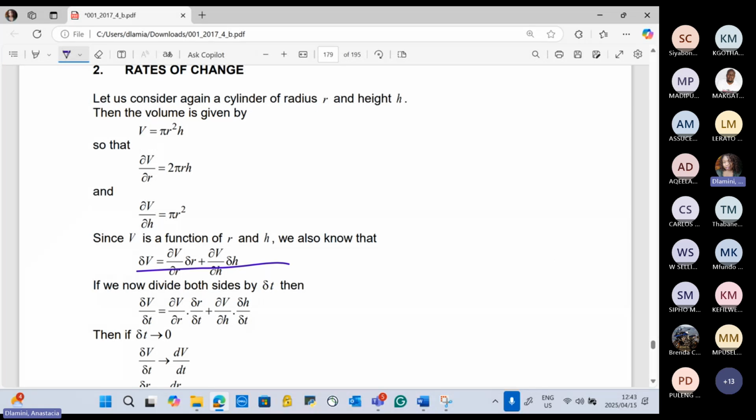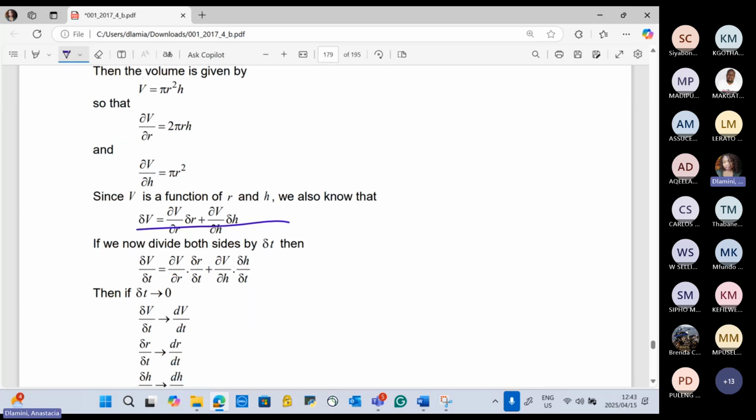Now they're saying, if we divide both sides by the small change in time, then this is what we get. Do you see that? Remember you had a small change here? So we start here, and we divide by the small change in time. When you have a small change of volume divided by a small change in time, that actually gives you the rate of change of volume. Meaning this part will give you the rate of change of r, and this part will also give you the rate of change of h.